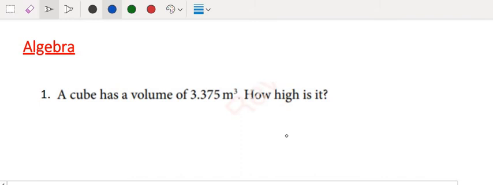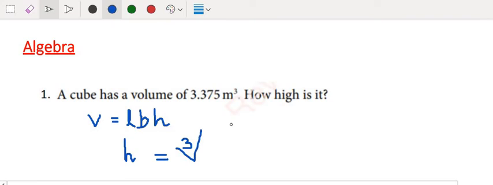To find the height, we know that the volume of a cube formula is V is equal to L into B into H. So you have three dimensions, and the cube will be of the same length, whether it is a length, breadth or height, all the sides are equal. So we can find out the height by finding the cube root of the given volume.